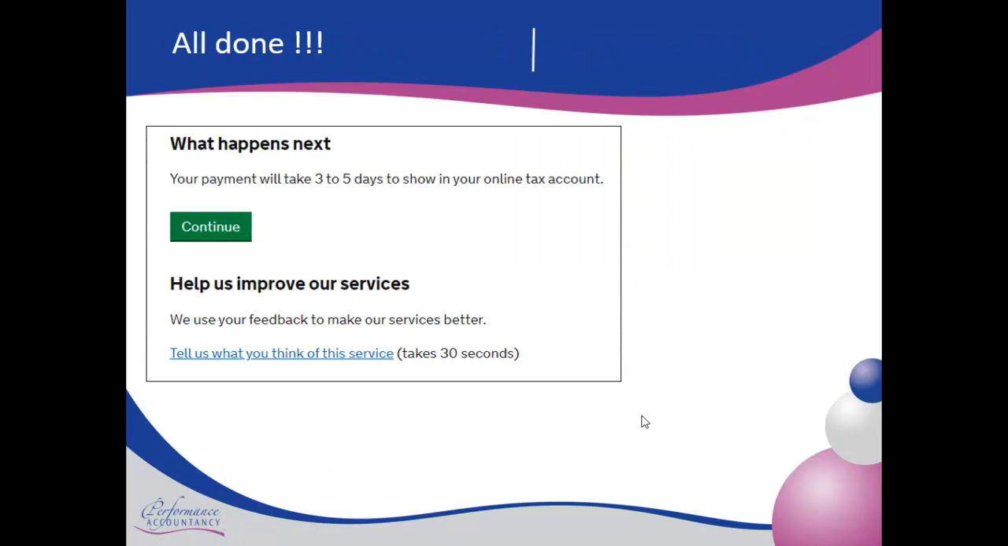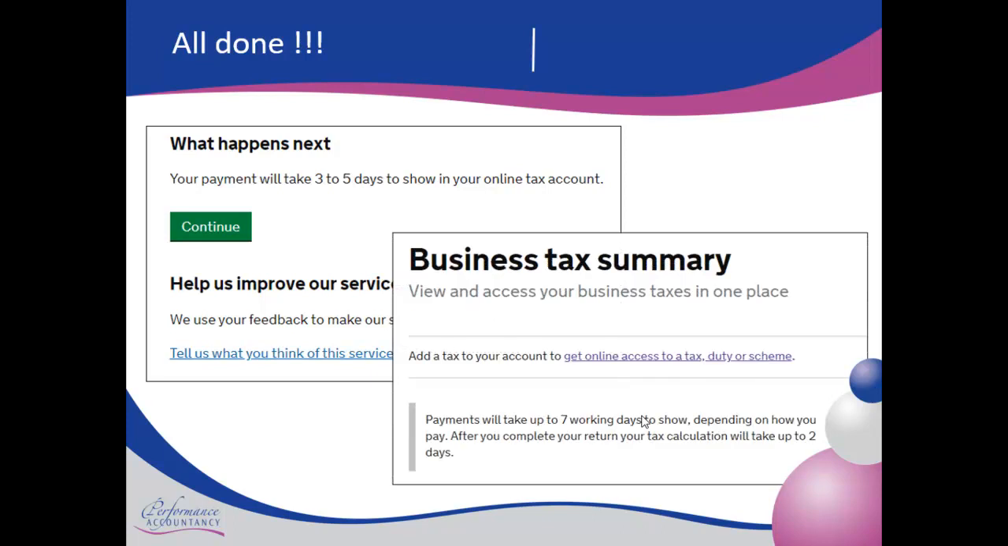It gives you a warning. It's going to take 3 to 5 days to show on your account. Well, the idea of that being is it takes up to 3 days in theory for the payment to go through, and then it normally takes 72 hours for it to appear on your account. And that there is how you pay. You end up going back to your business tax summary, and none of it will change. So although this one here says it takes 3 to 5 days to show in your account, this one says it will take up to 7 working days. So it's like, take whichever one you want.